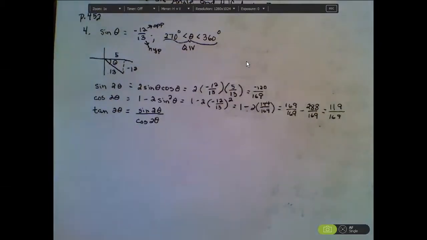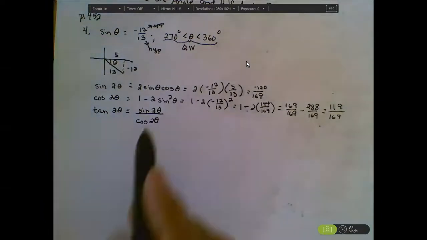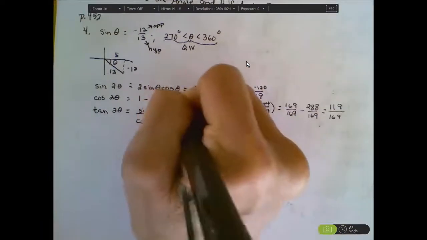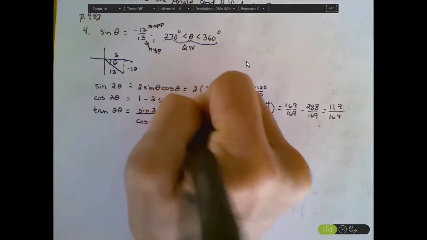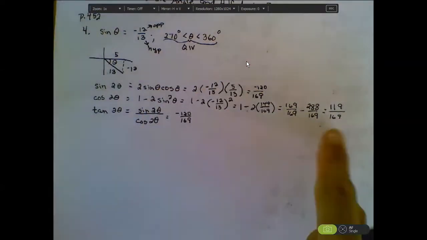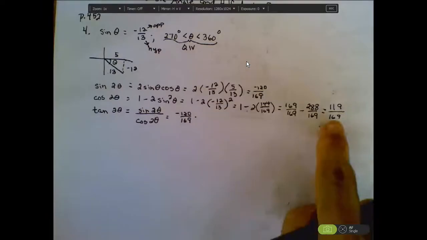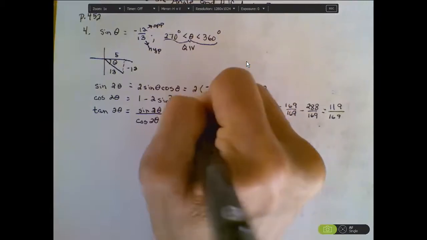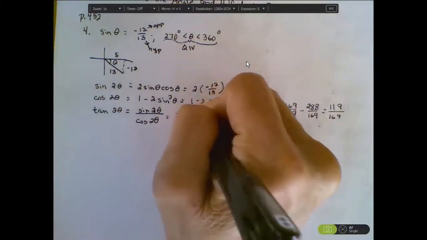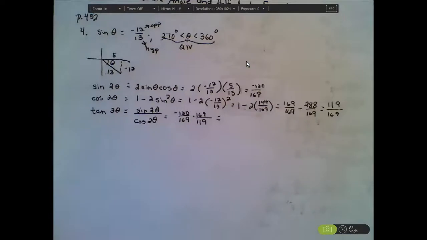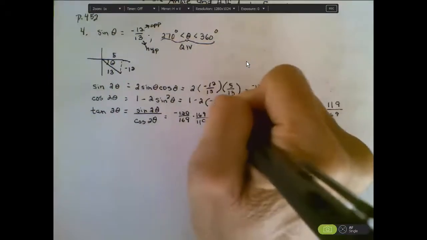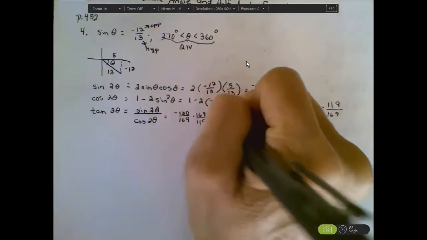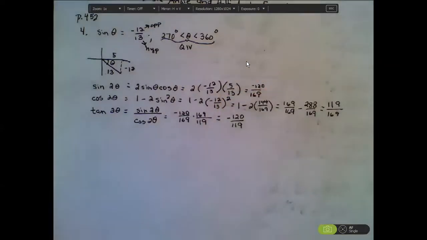Without having to use the double angle formula for tangent, we can just say tangent 2 theta is sine 2 theta divided by cosine 2 theta, which would be 120/169 times the reciprocal of cosine 2 theta, which would be 169 over 119. So tangent 2 theta would be negative 120 over 119.